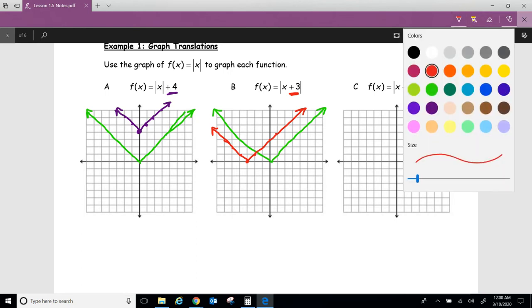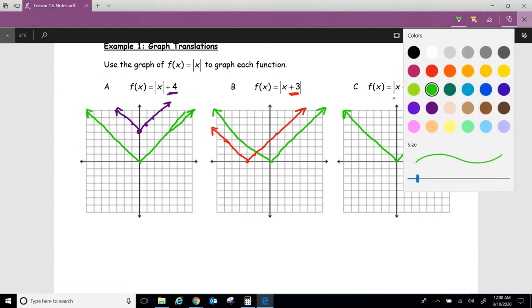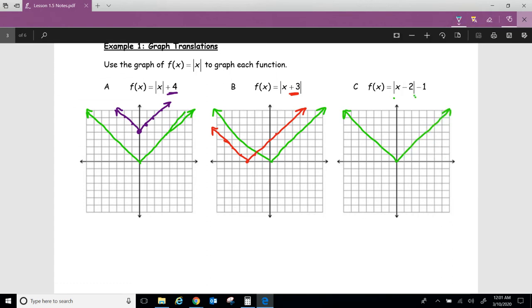All right, C's parent function, again, is the absolute value. How do I know? Because I see those absolute value symbols. So I'm going to draw my parent function in the green. And let's do a transformation in a blue color.